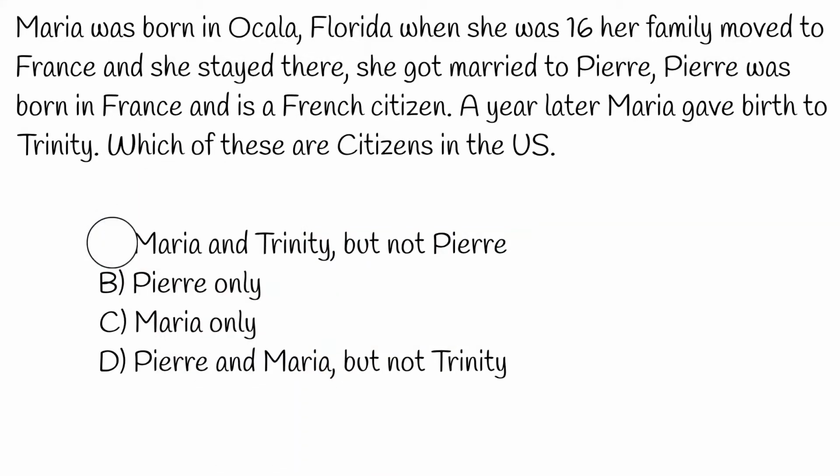The answer is Maria and Trinity. Maria was born in America, so through law of soil, she is an American. Trinity was born from Maria, who is a U.S. citizen. Therefore, she is a citizen through law of blood. Pierre is a French citizen, so he is not a U.S. citizen.